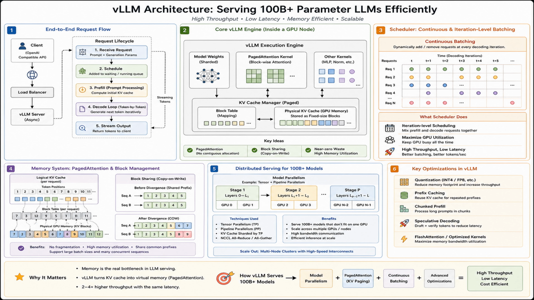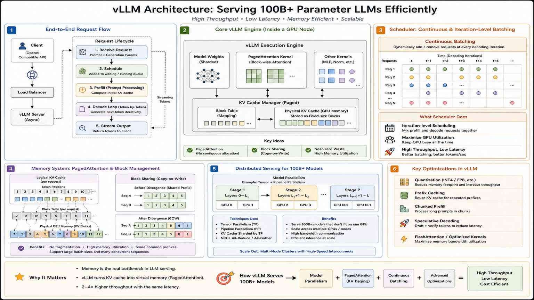Section 1 describes end-to-end request flow. A client sends a request using an OpenAI compatible API, typically through a load balancer into the vLLM server. The request enters a life cycle. First, it is received and queued by a scheduler, and then comes the prefill phase. This is where the full prompt is processed and the initial KV cache is built.